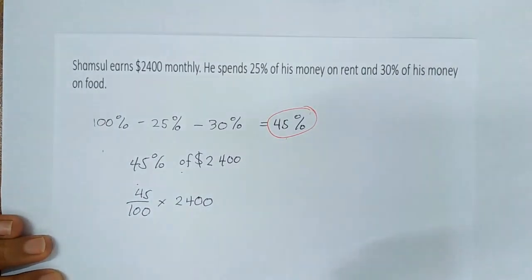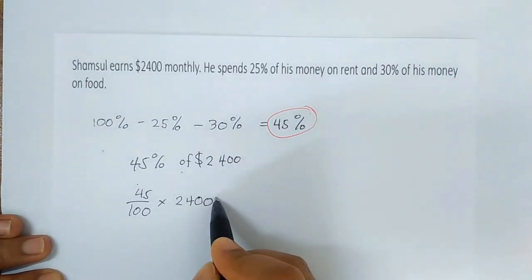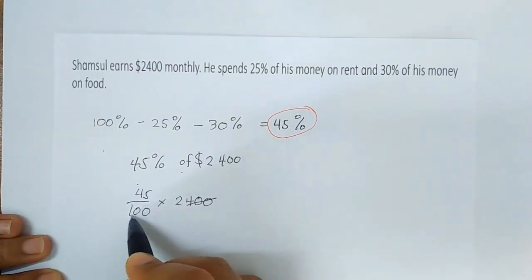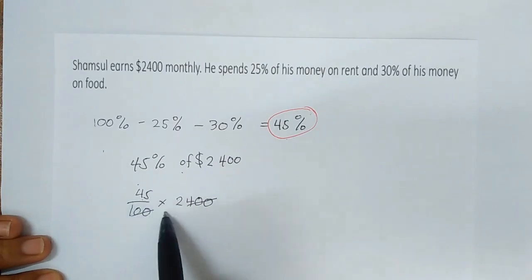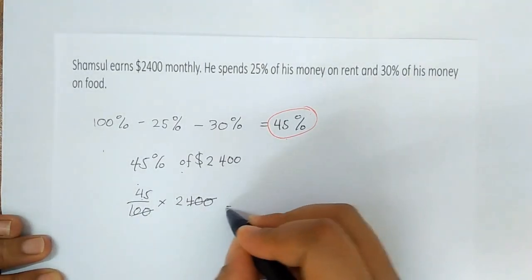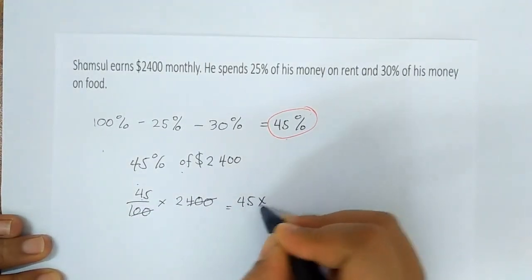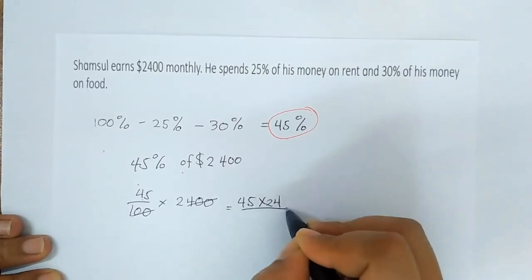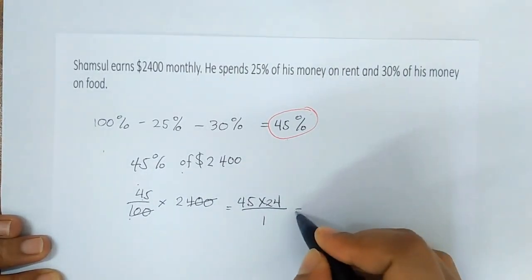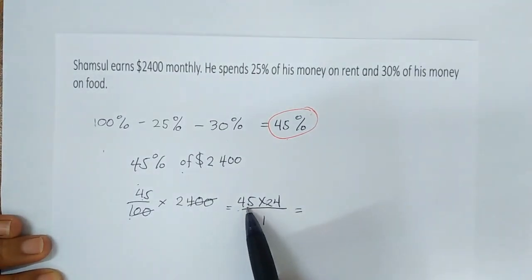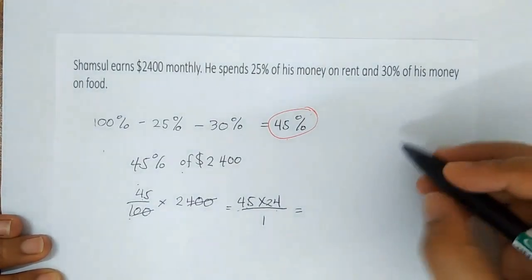2,400. Take a look at the numbers first. If there are numbers that we can simplify. Yes, there are zeros, so we can cancel the 2 zeros here. What's left? We have 45 times 24. The numerator left is 1. So we're going to multiply 45 times 24.